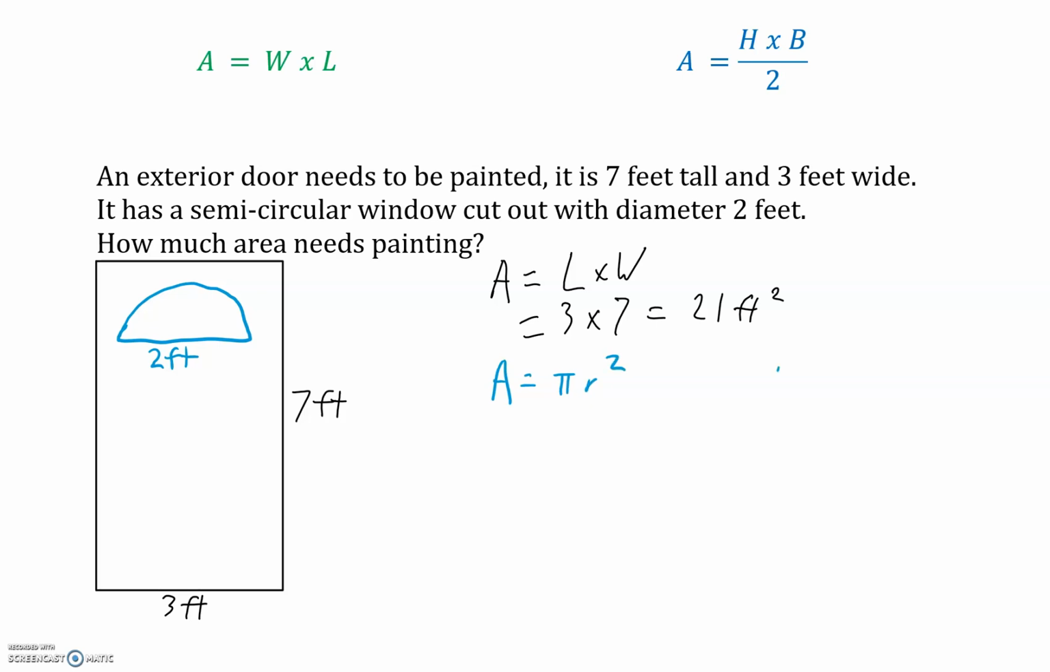And in this case, r is actually diameter divided by 2. Actually, it's always diameter divided by 2, but we're told that the diameter is 2. So 2 divided by 2 equals 1. So radius is 1. So pi 1 squared just equals pi. So 3.14 feet squared.